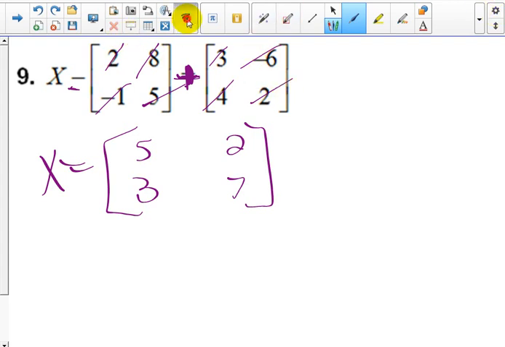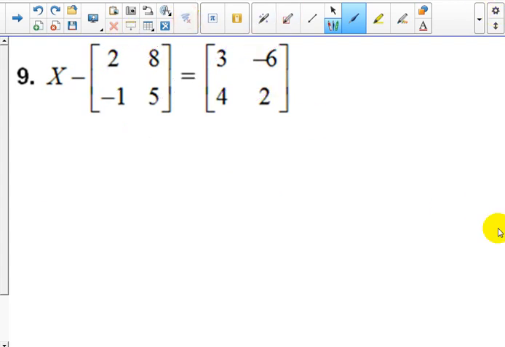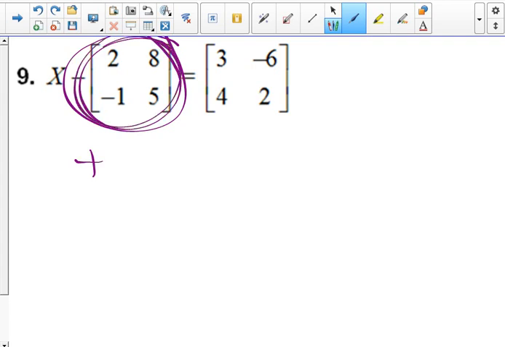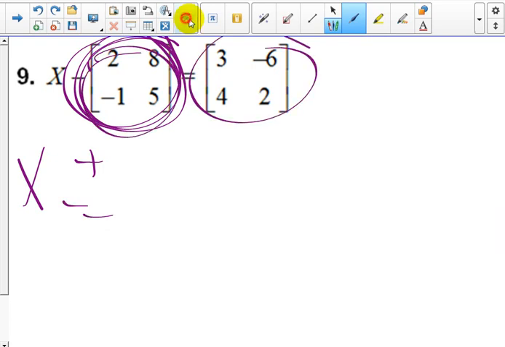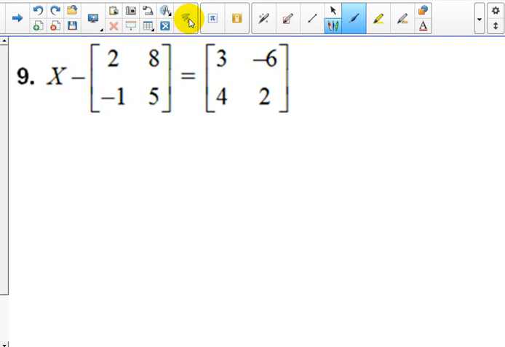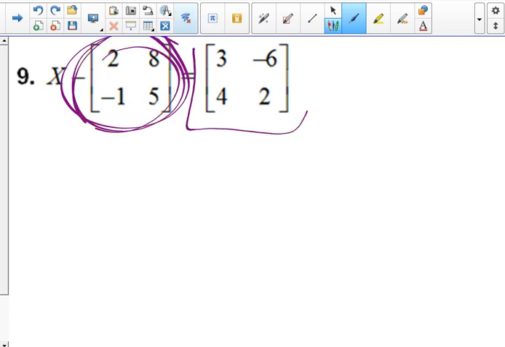Why am I adding? Because you've got x minus this matrix. You've got to solve for x. So you've got to isolate x. So you've got to add this matrix to both sides, which causes it to be x equal this plus that. Does that make sense? Because see, they're saying if I start with the matrix and I take this one away, I get this answer. What is my missing matrix?